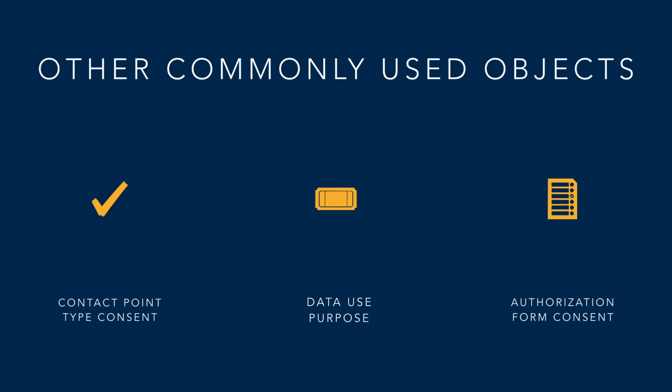Let's start with contact point type consent. This object basically records the consents that have been given by an individual. So whether it's an opt-in, opt-out, or an expired consent, all of those records are here. Related to the contact point type consent record is data use purpose. As the name suggests, data use purpose has the referential fields for all the purposes for which consent has been obtained and recorded in contact point type consent. In addition to that, data use purpose also has the channel for which this consent was obtained.